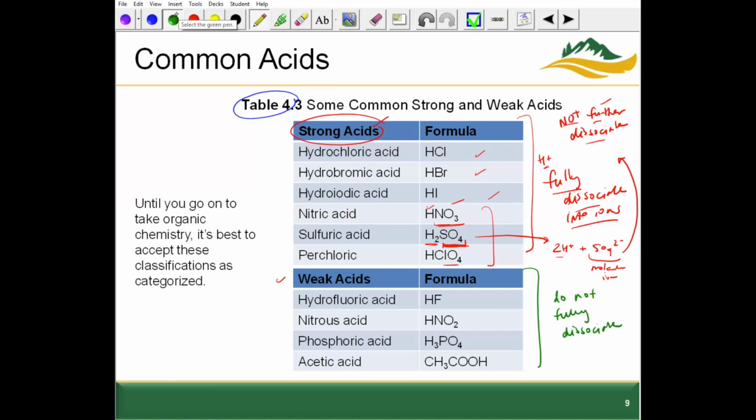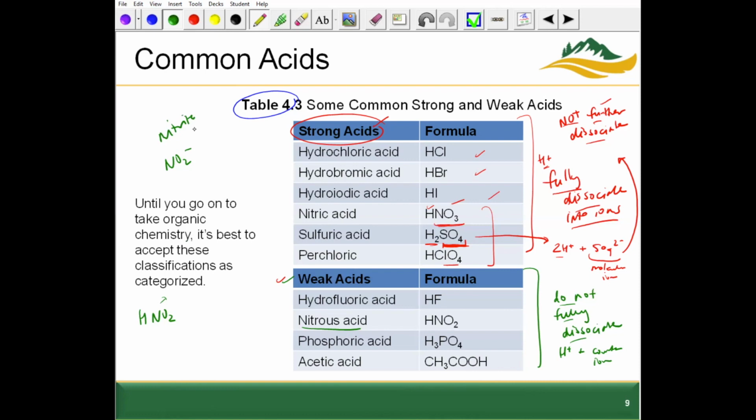So what about these weak acids? If they do not fully dissociate, it means that their H+ and counter ion do not fully dissociate. What might this look like then? Let's look at nitrous acid as a weak acid example. We have HNO2. So remember, this is nitrite. So NO2-, that's nitrite.